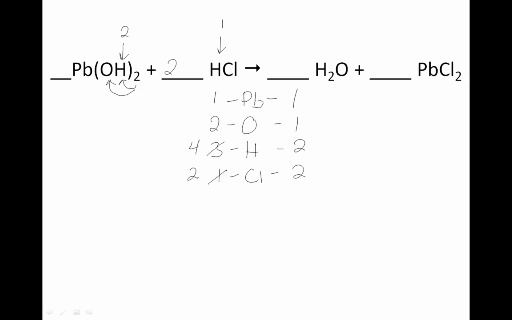So what can I do next? How about oxygen? In order to make oxygen balanced, I need to multiply water by 2, which would give me 2 oxygens over here, and a total of 4 hydrogens. Am I balanced now? Yes. Let's see if it agrees. Check.